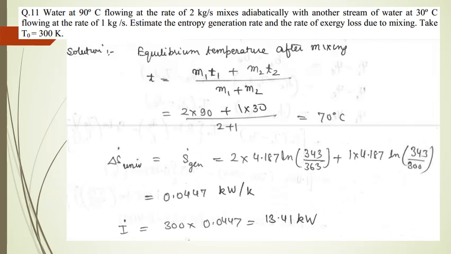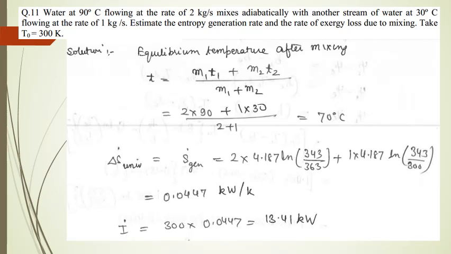Water at 90 degrees Celsius flowing at the rate of 2 kg per second mixes adiabatically with another stream of water at 30 degrees Celsius flowing at the rate of 1 kg per second. Estimate the entropy generation rate and the rate of exergy loss due to mixing. Take T naught equal to 300 Kelvin. Now equilibrium temperature after mixing is given by the expression T is equal to M1 T1 plus M2 T2 upon M1 plus M2.